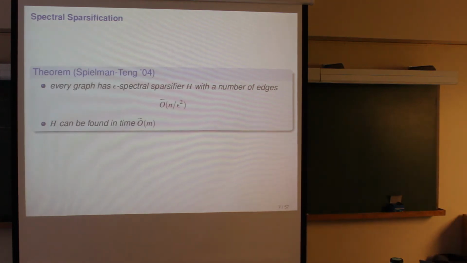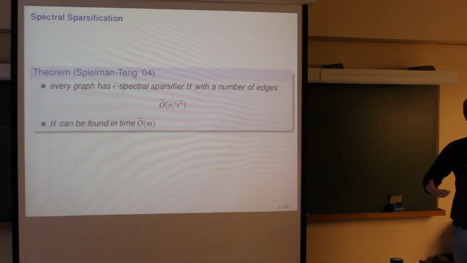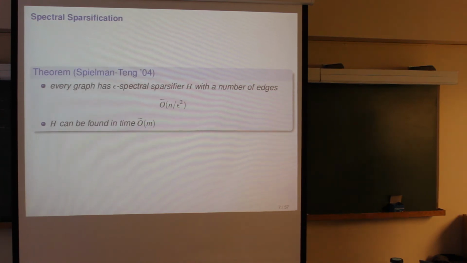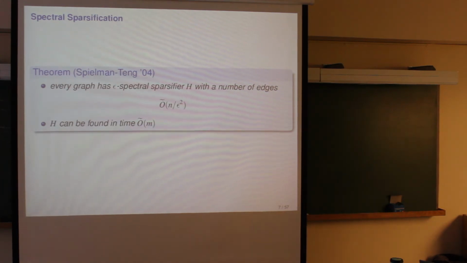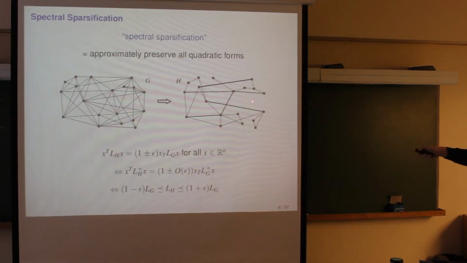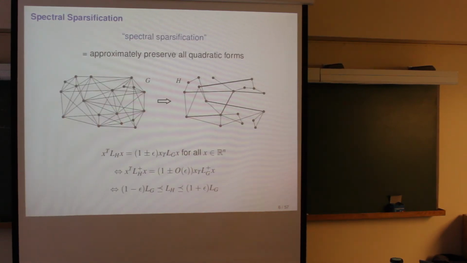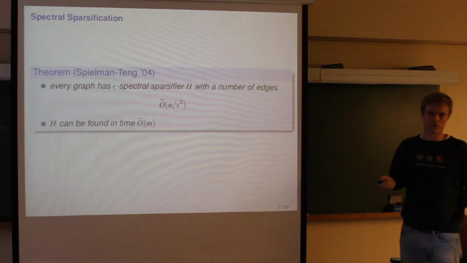And there's a very interesting theorem related to spectral sparsification by Spielman and Teng, who are actually the guys that introduced the concept of spectral sparsification. What they showed, which is a very non-trivial statement, is that every graph, so any graph you can come up with, with arbitrary weights, has an epsilon spectral sparsifier. So that means, like I just said, a graph H that epsilon-approximates all quadratic forms with a number of edges which is O tilde n over epsilon squared.